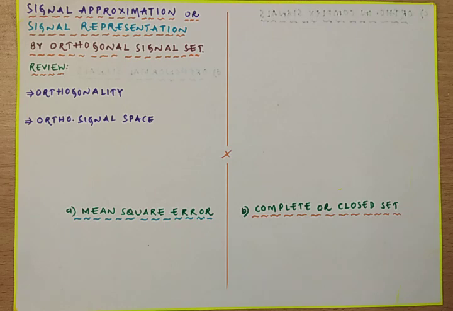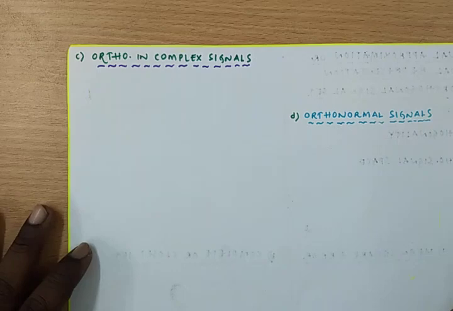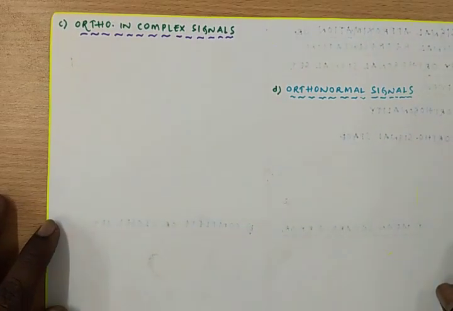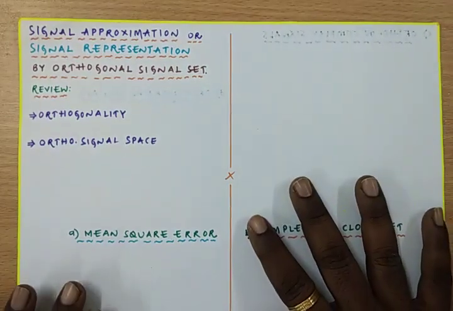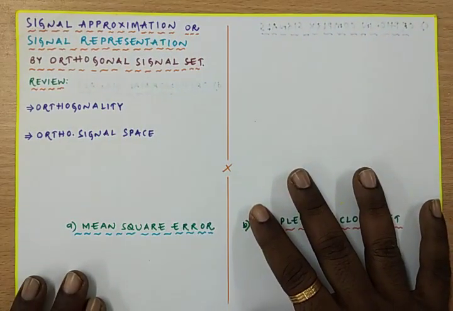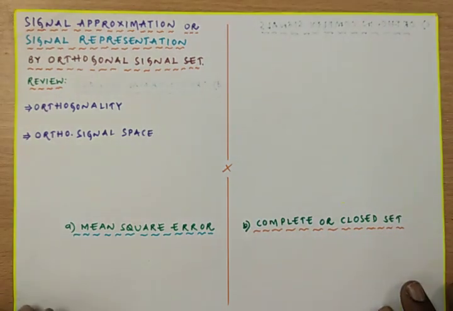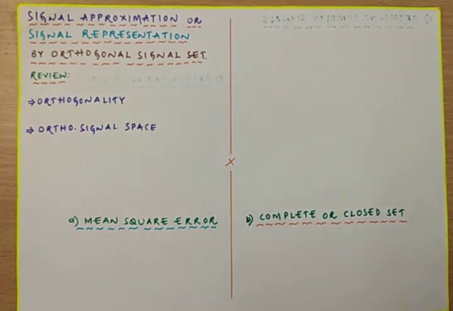In this class, I am going to cover four topics. One is mean square error, complete set. Next one is orthogonality in complex signals. Last one is orthonormal signals. From these four topics, one question will be asked, either a short answer question or a long answer question. So by reviewing the previous class, I am going to cover these four topics.